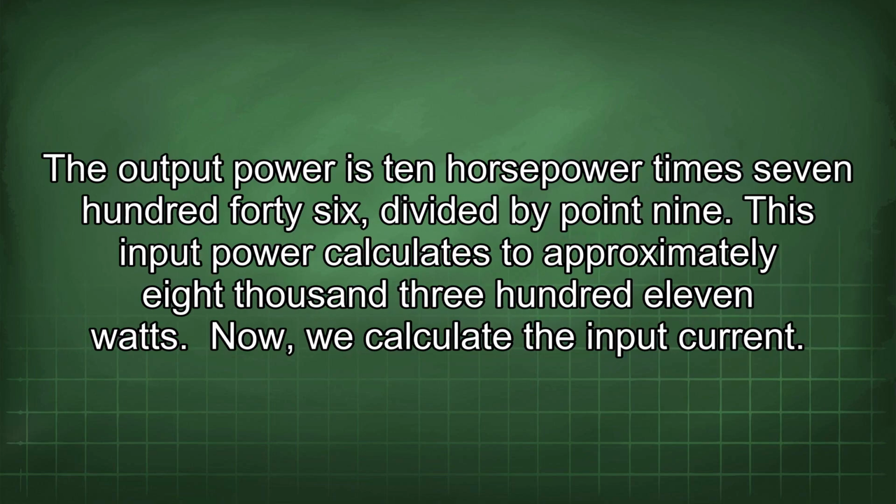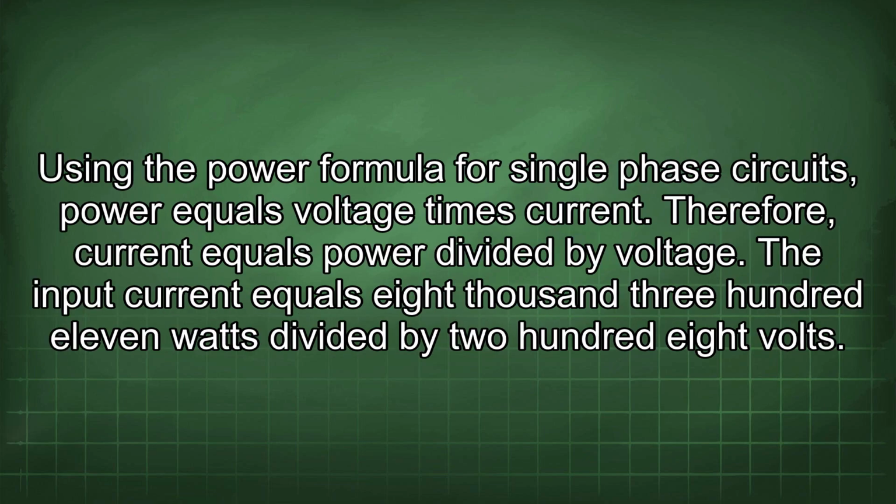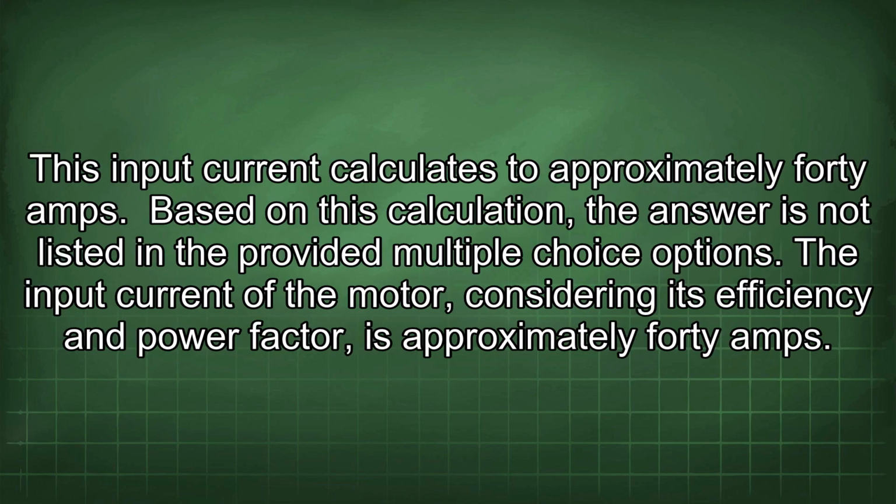The output power is 10 horsepower times 746, divided by 0.9. This input power calculates to approximately 8,311 watts. Now, we calculate the input current. Using the power formula for single-phase circuits, power equals voltage times current. Therefore, current equals power divided by voltage. The input current equals 8,311 watts divided by 208 volts. This input current calculates to approximately 40 amps.